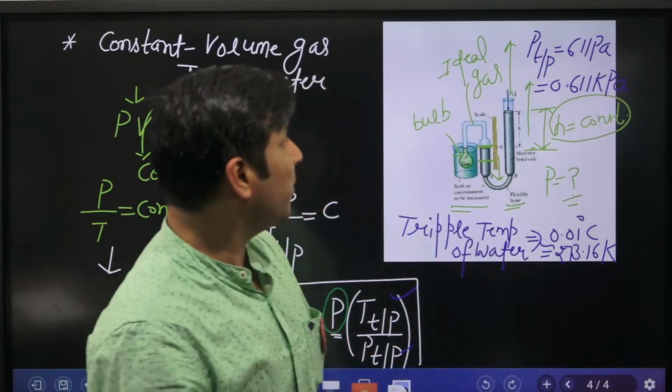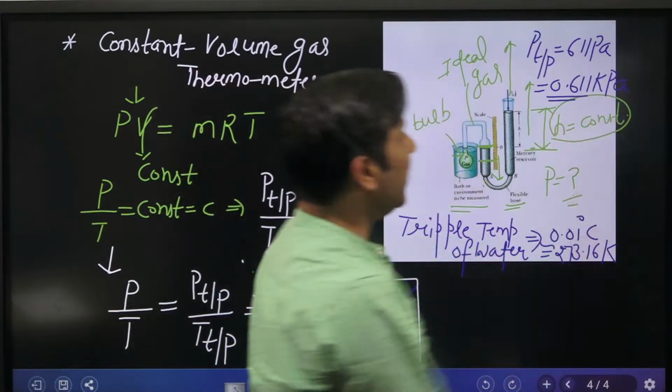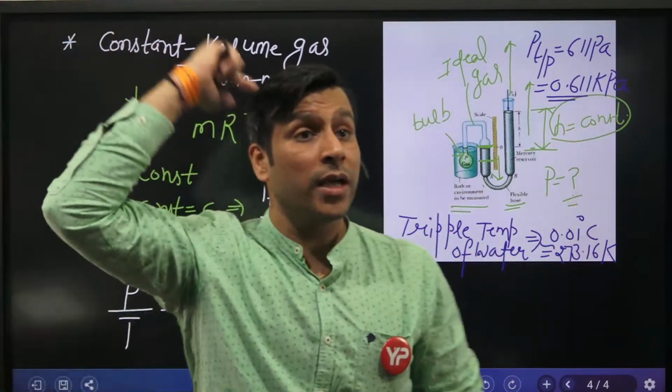0.611 kilopascal. That's why I'm writing initially like this only. 0.611 kilopascal. Okay, just correct it.